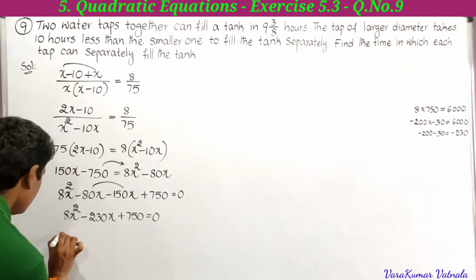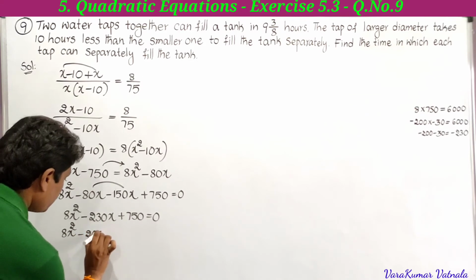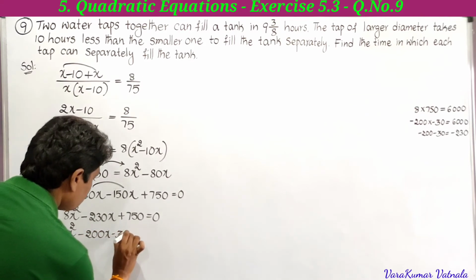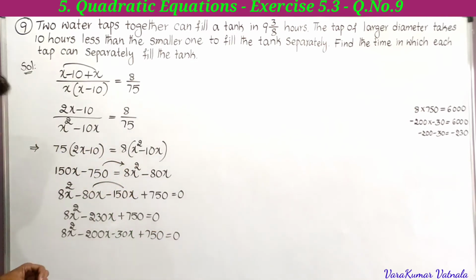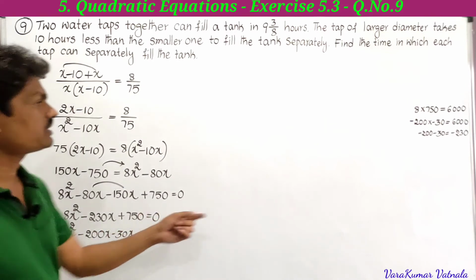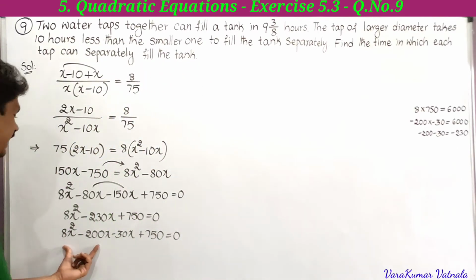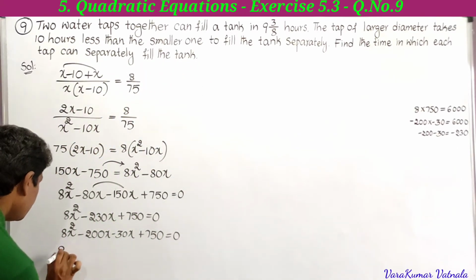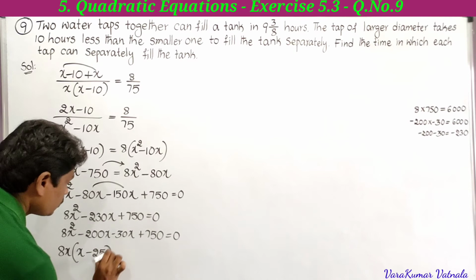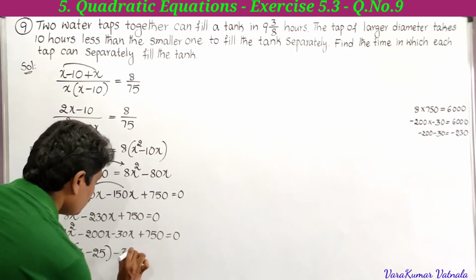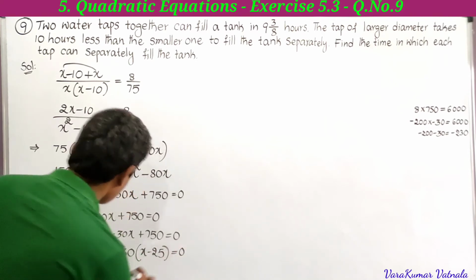See here, I am writing 8x square, but this minus 230x I write as minus 200x minus 30x plus 750 is equal to 0. So just split minus 230x as minus 200x minus 30x. So in these two, 8x is common. If we take 8x as common, here x will be, here minus 25 will be. In these two minus 30 is common, so again here x will be, here minus 25 will be, is equal to 0.